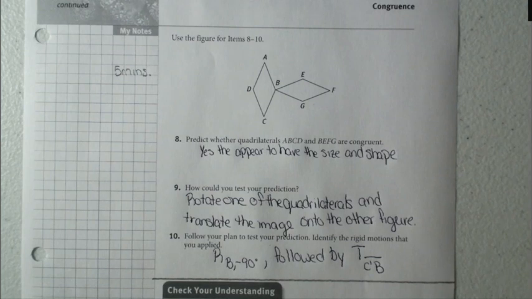The answers to questions 8 through 10 have now been provided. Yes, the two quadrilaterals appear to be the same shape and size. It says I would rotate one of the quadrilaterals and then translate the image onto the other.